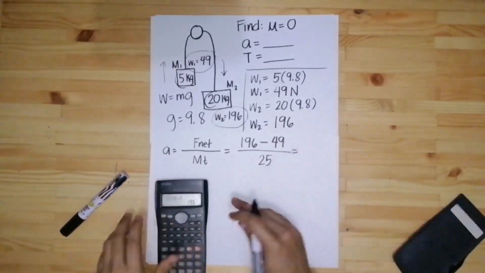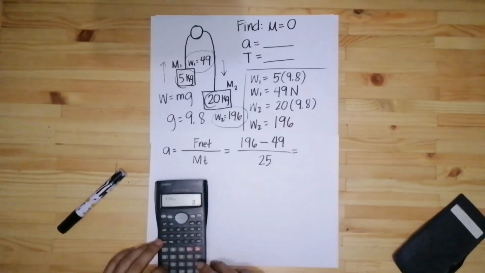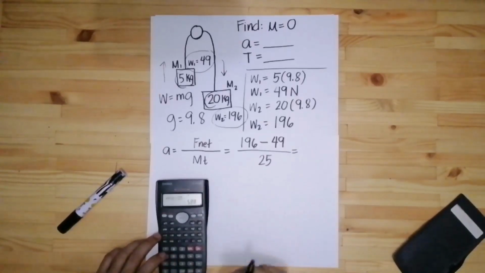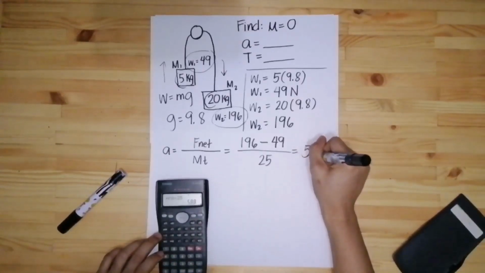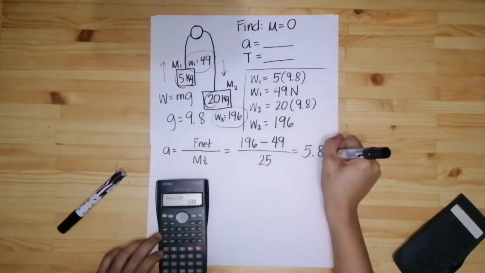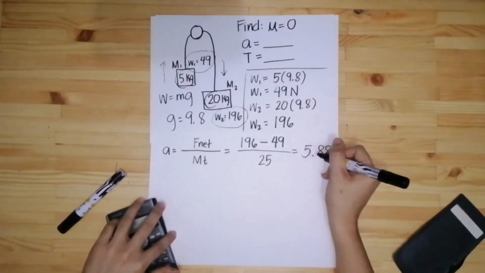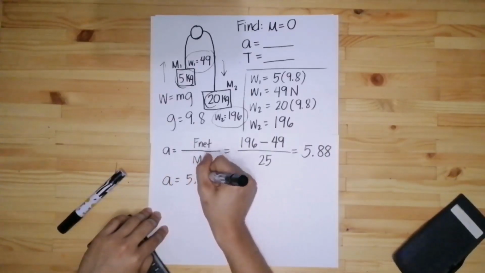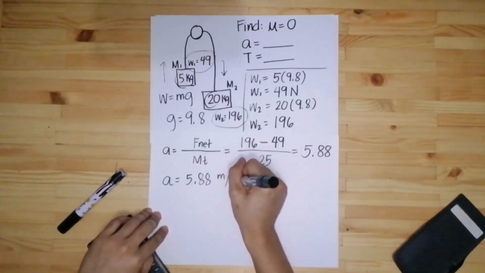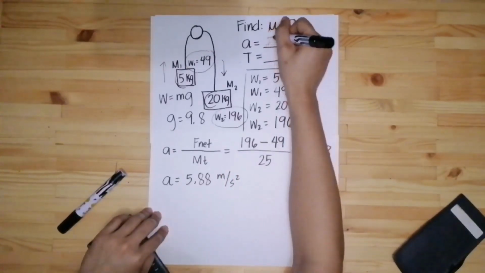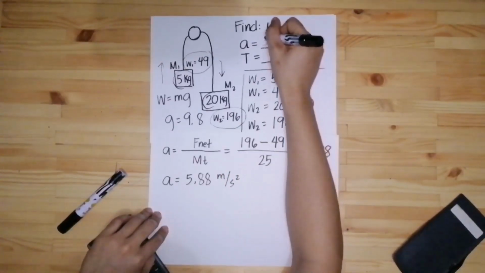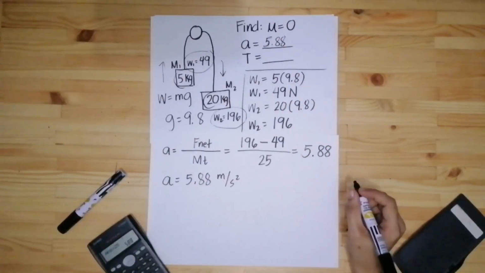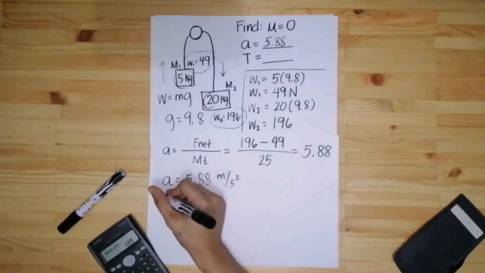So, i-minus lang natin to. 196 minus 49 is 147 divided by 25 is 5.88. It is already the acceleration. So, acceleration is equal to 5.88 meter per second squared. Lagyan natin dito. So we already have the acceleration. Let's now proceed with getting the tension.